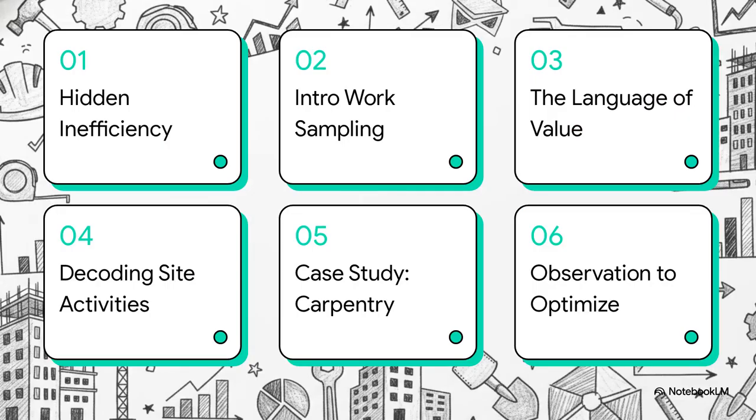All right, so here's our game plan for today. First up, we're going to talk about the big problem, all that hidden inefficiency. Then we'll introduce the solution, which is work sampling. We'll get into the language of value, a new way of seeing work. After that, we'll decode what's happening on site, look at a real-world case study with carpentry, and then, the best part, how to turn all these observations into real, solid optimization.